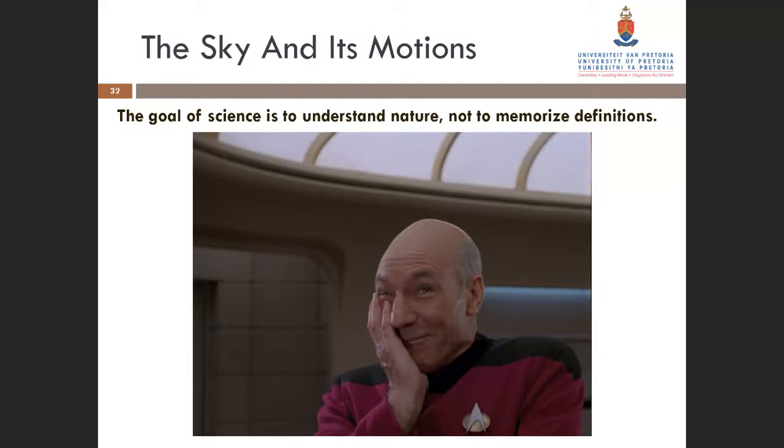So, the sky and its motion. The goal of science is to understand nature and not to memorize definitions. One thing that I know a lot of your other lecturers are not going to agree with me on, but there's no point in memorizing definitions just because you can. If you want a definition of something, you can look it up in a textbook. It is much better to understand what it is.